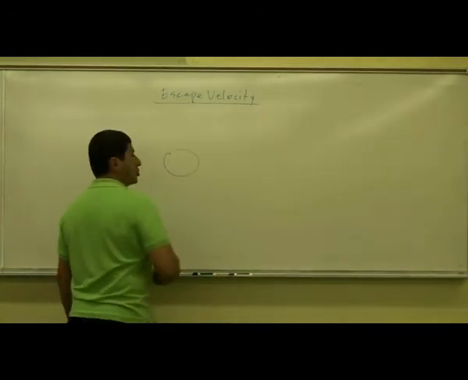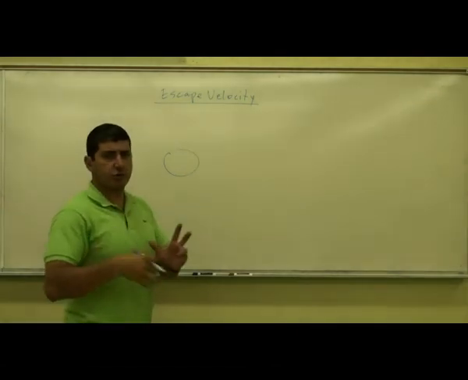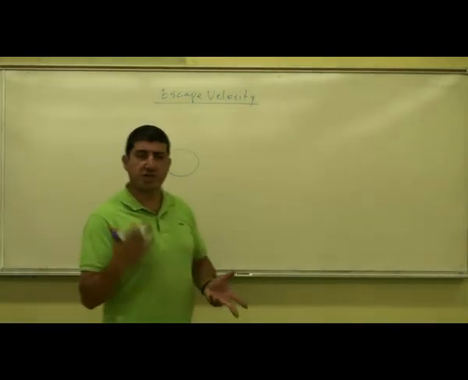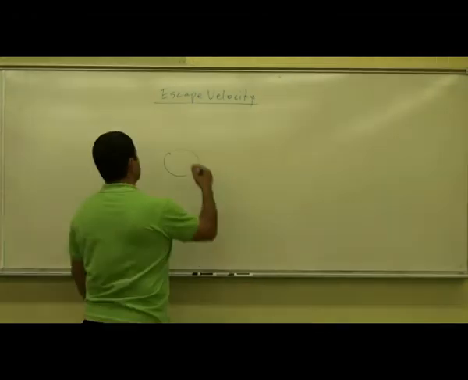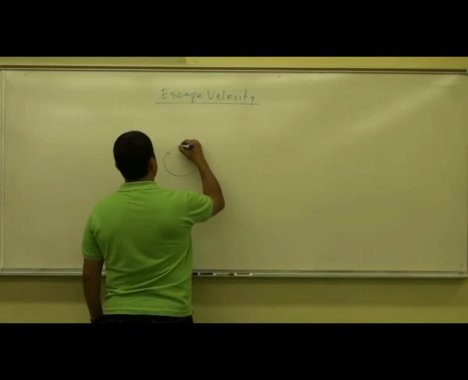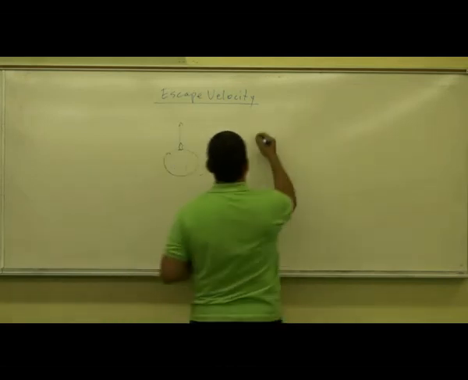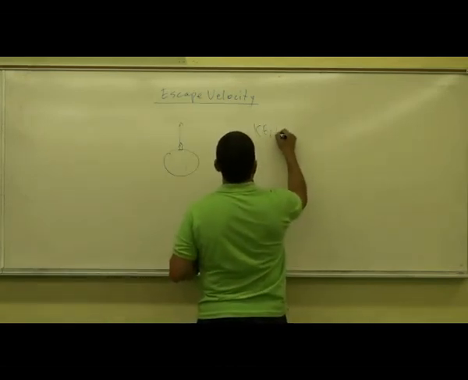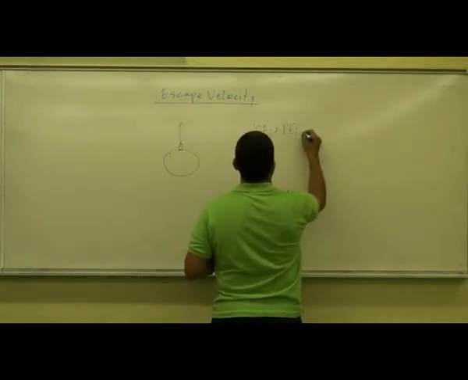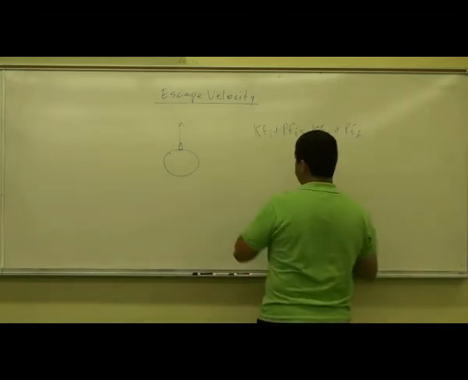So I'm first going to assume that the object that's trying to escape is not going at any speed or rotating with the planet at all. So assume that the object is stationary here, like let's say a rocket, and just wants to escape. So what we do is we say kinetic energy initial plus the potential energy initial is equal to kinetic energy final plus potential energy final.